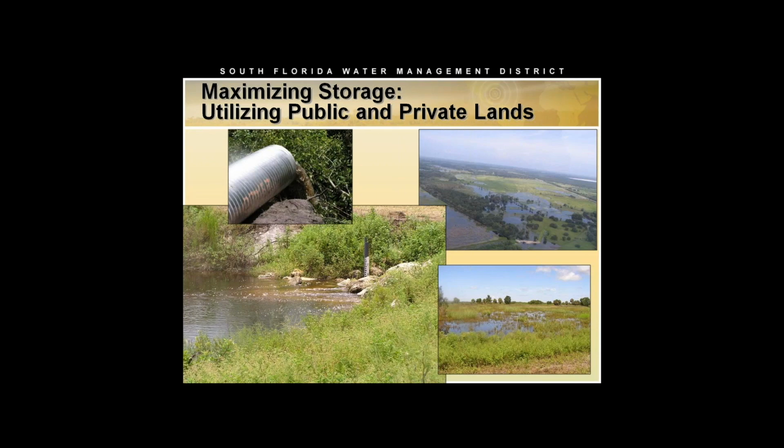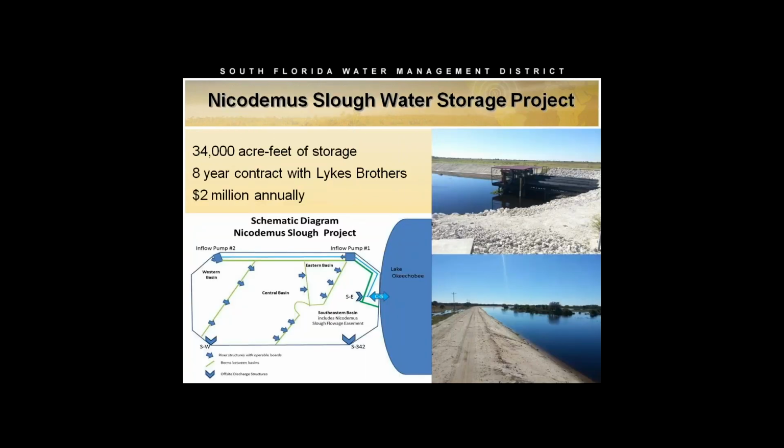online this year, the North 6 Mile Cypress project, which holds about 1,400 acre-feet of water. And then we also are doing some storage on some properties that the Lehigh Acres Municipal Services District is doing out there in Lehigh. Another big project that recently came online this year is the Nicodemus Slough project.